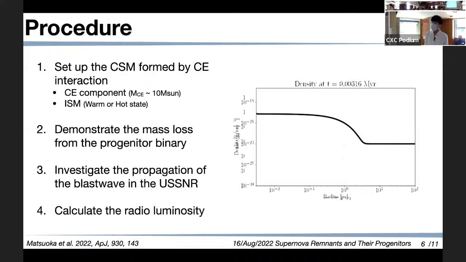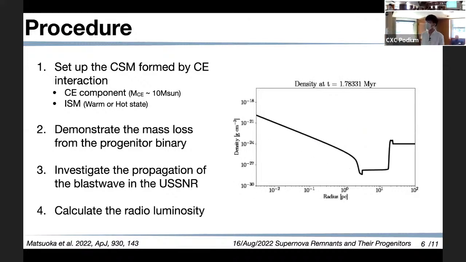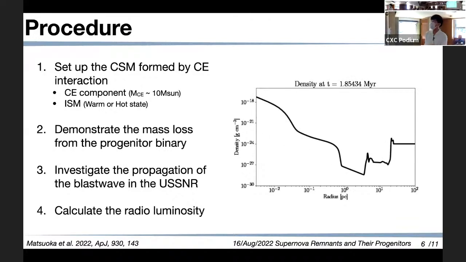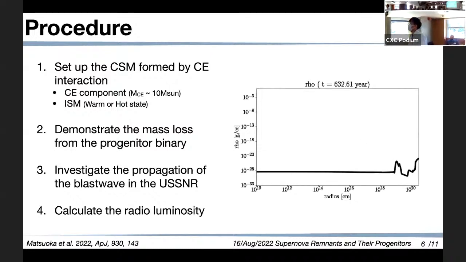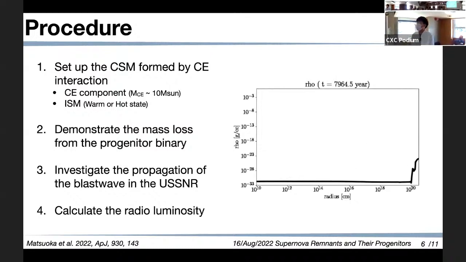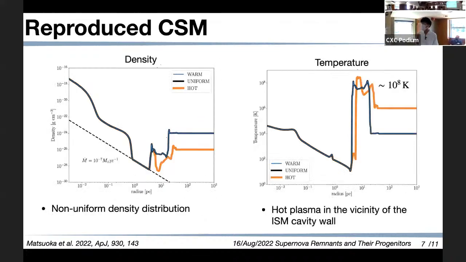Next, we calculate the mass loss from the progenitor binary by calculating the hydrodynamics of the stellar winds, something like this. And then we can obtain the profile of the circumstellar medium. By using this profile, next we investigate the properties of the blast wave in this SNR, and we can obtain the information about the blast wave and the density profiles. By using such information, we can calculate the radio luminosity and so on.